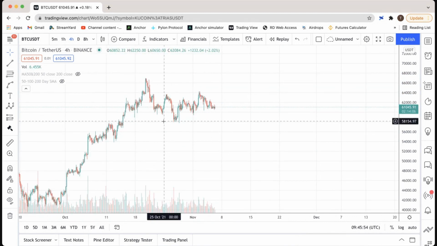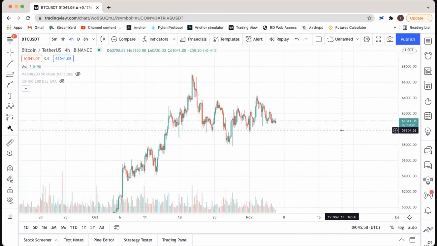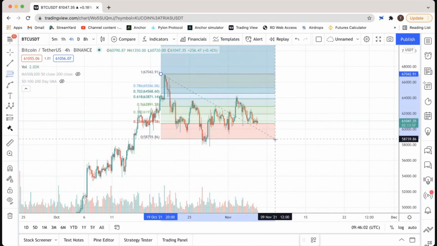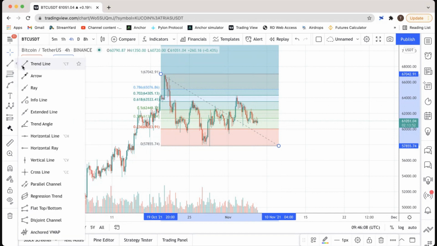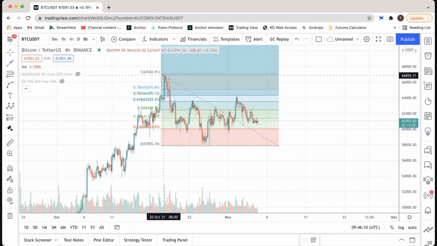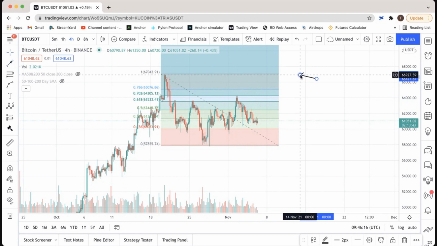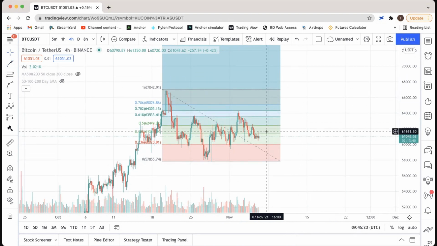In my personal opinion, we could potentially be in an ABC correction right here. What typically happens in ABC corrections is that you retrace back to the 0.702 again after capitulation. As you can see, if I get my arrow, here it is: there's our top, there's our bottom. Wow, where did we retrace back to? To the 0.702. Now we're heading down again. And people need to remember ABC corrections in a bull market are very bullish.